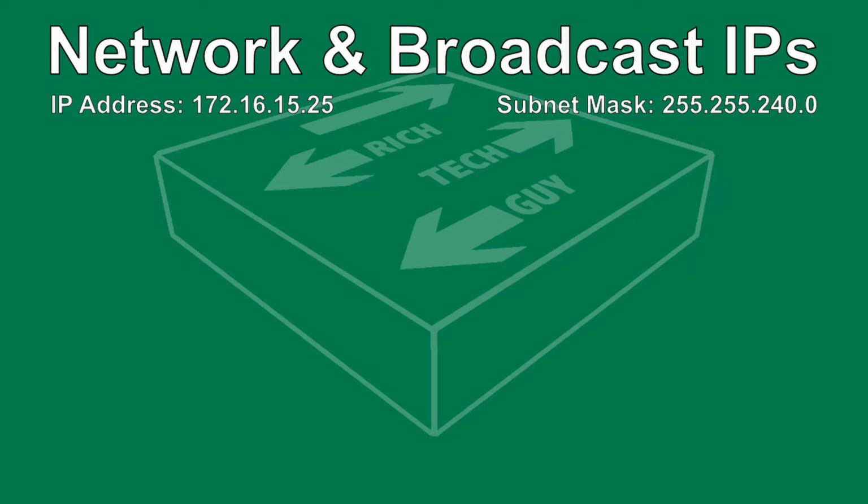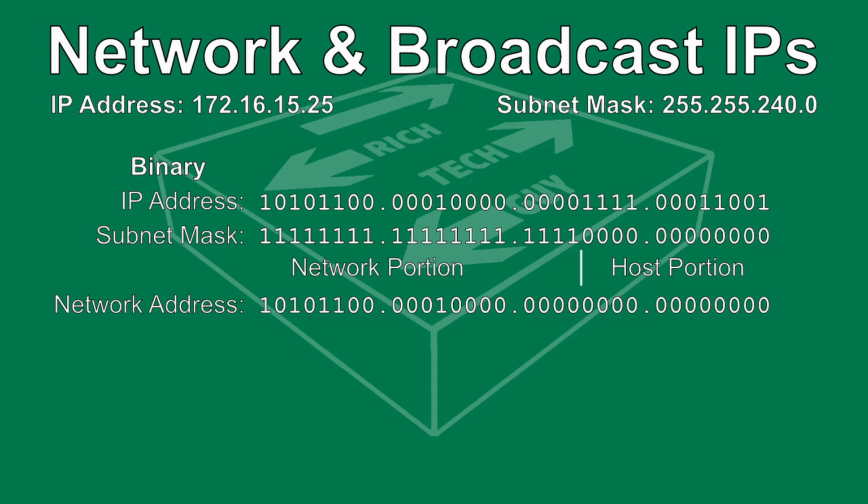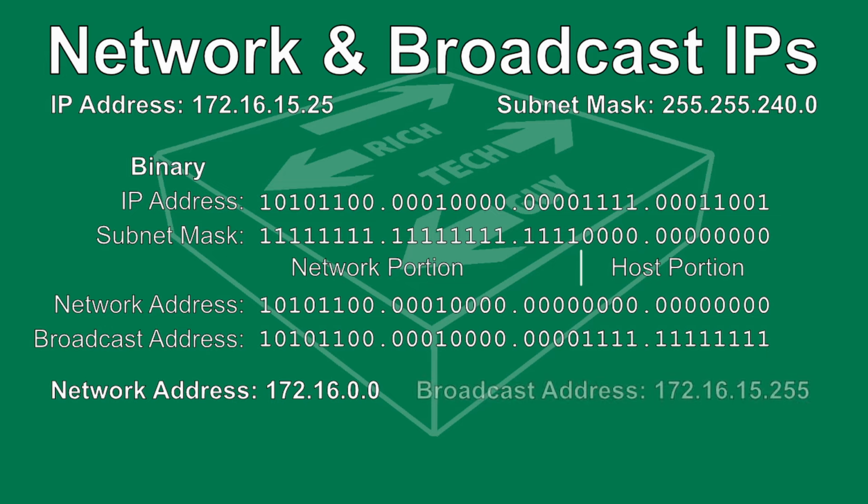Okay, let's look at the same IP address, but with a different subnet mask. So we're going to look at the IP address 172.16.15.25, and the subnet mask this time will be 255.255.240.0. So we've got the binary representation of the subnet mask and the IP address. We have the binary of the network IP with all zeros in the host portion. And then we have the binary equivalent of the broadcast IP with all ones in the host portion. So now the network IP is going to be 172.16.0.0, exactly the same as it was before.